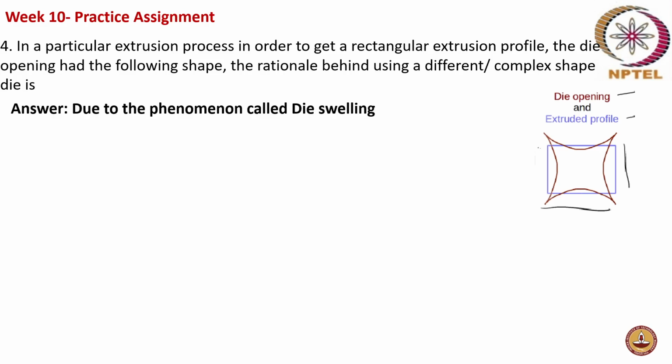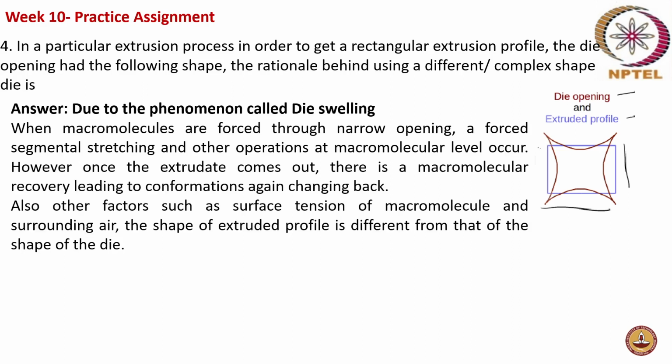This is due to the phenomenon called die swelling. When macromolecules during an extrusion process are forced through a narrow opening, this causes a forced segmental stretching and other operations at macromolecular level. However, once the extrudate comes out, because of the inherent elastic nature, there is a recovery leading to conformation changing back to the original. So this causes a kind of expansion, leading to die swelling.